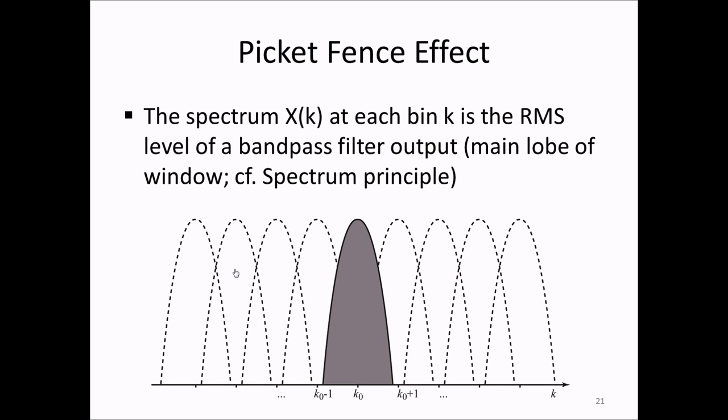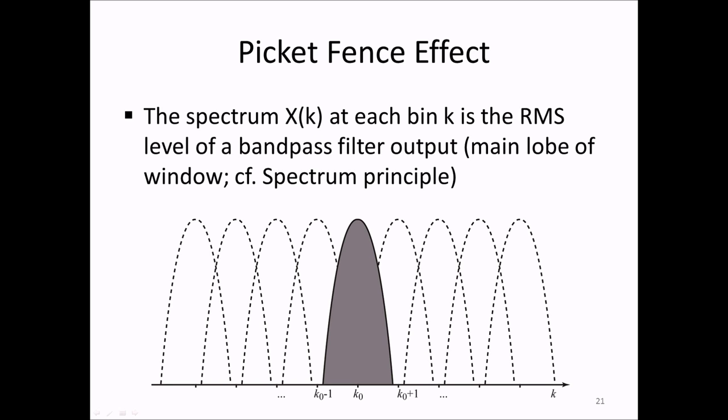Doing this results in an interpretation shown here, where you can call it a parallel filter bank with bandpass filters for each frequency result. You can see it as a bandpass filter filtering out the information around the frequency line of interest. Since this somehow resembles looking at the true spectrum through a fence, this is called the picket fence effect.